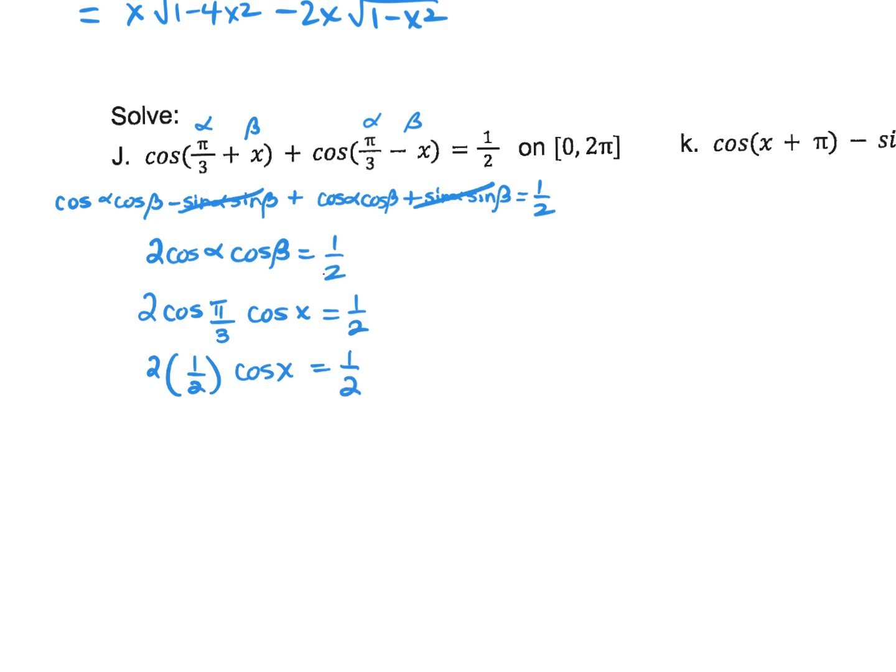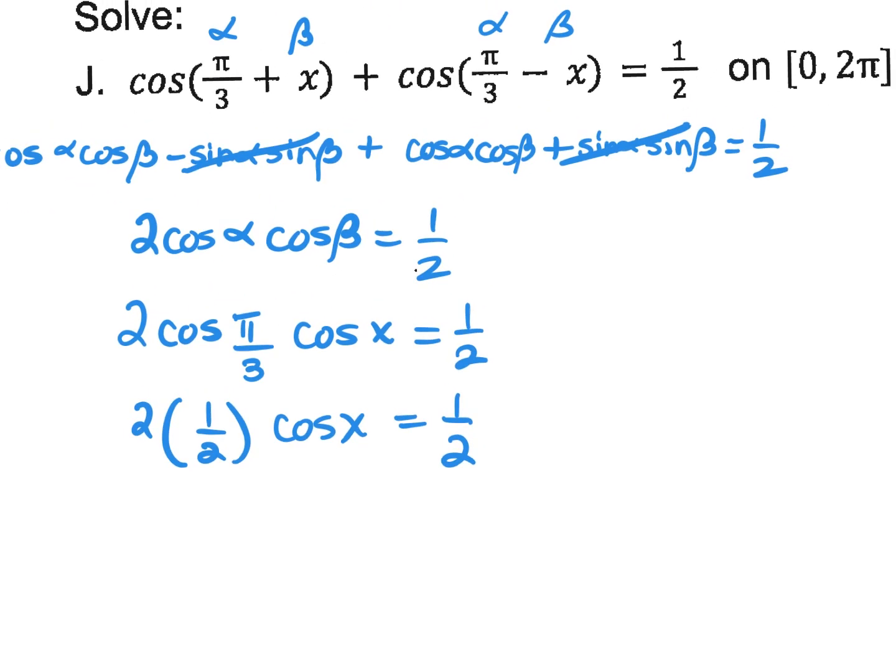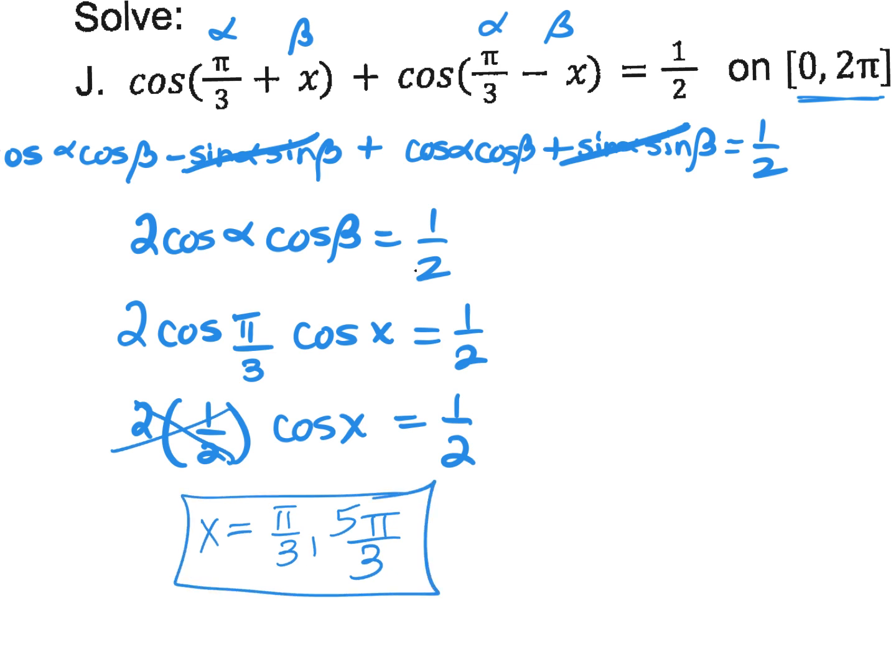What's 2 times 1/2 here, guys? Doesn't that just go away? So what is the cosine of 1/2? Where is cosine 1/2? And this is on an interval, so we just need to figure it out. We have solved that problem.